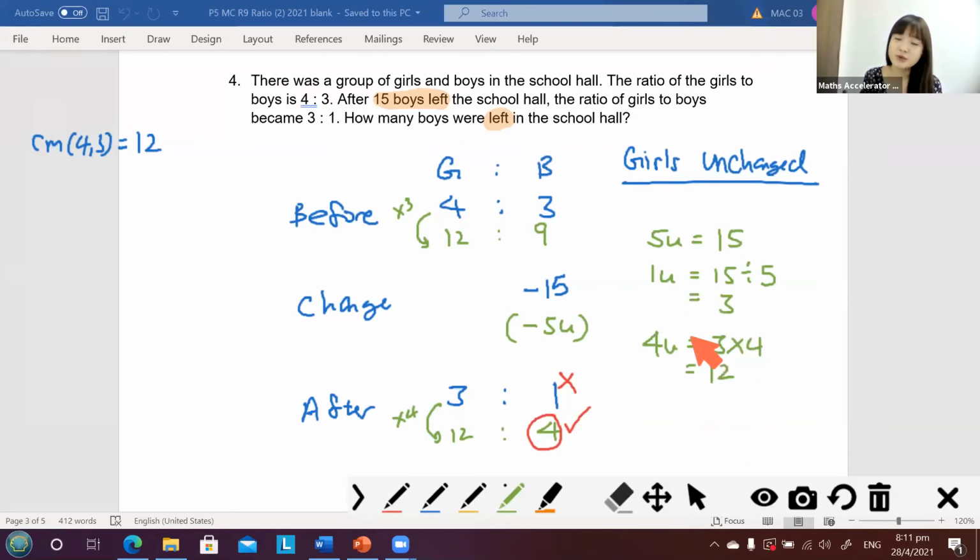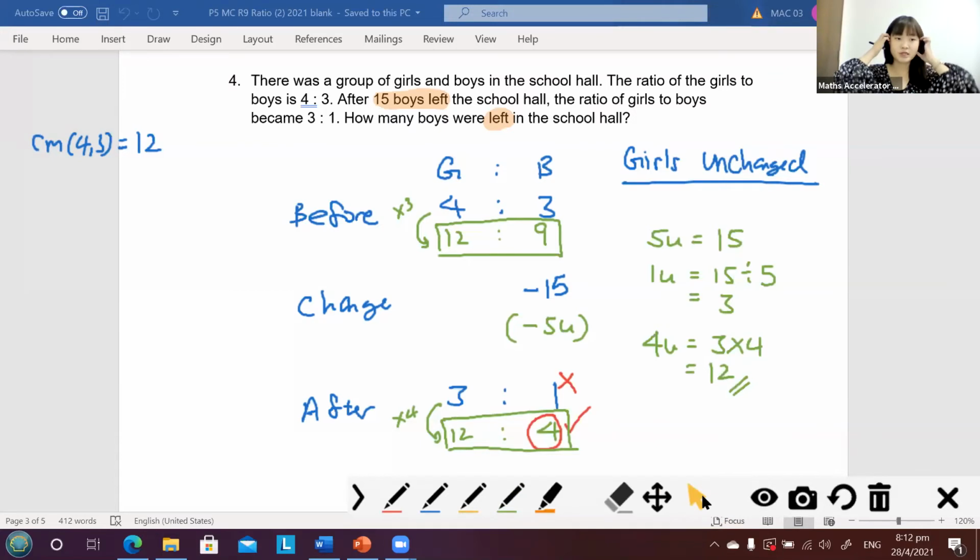Correct. Okay, so once you found 1 unit, anything they ask, you can find already. Okay, if they want at first, you can also look for it. After, you can also look for it. Total also can look for it. Okay, you just need to make sure you use the green ratio. Okay, the one that you made the same for the girls. Okay, I hope it's clearer after 4 of the same type of questions. So your answer will be 12. 12 boys left in the school hall.